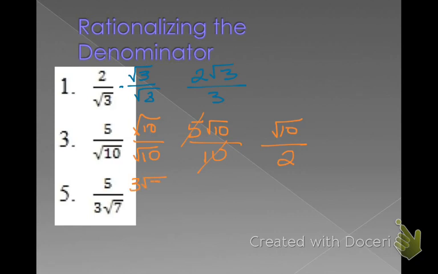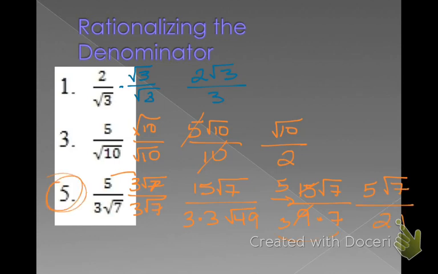And I would multiply both by 3 root 7. This one becomes a little bit trickier. The 5 times the 3 becomes 15 root 7. And the denominator becomes 3 times 3. Root 7 times root 7 is root 49. So this becomes 15 root 7 over 9 times 7. The 15 and the 9 are going to cancel out. So we get 5 root 7 over 3 times 7, which is 21. If you need help with that one, let me know in class. I can run you through it again.